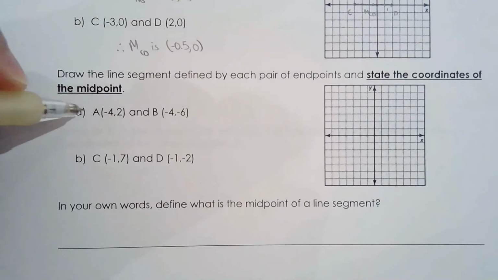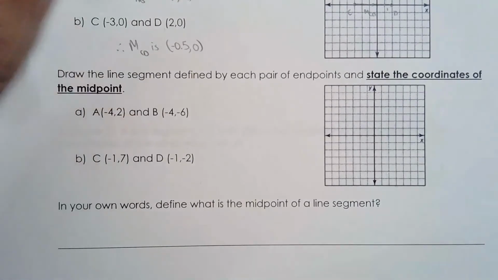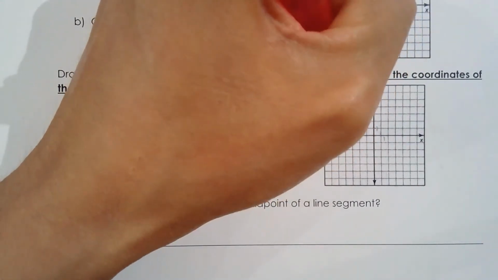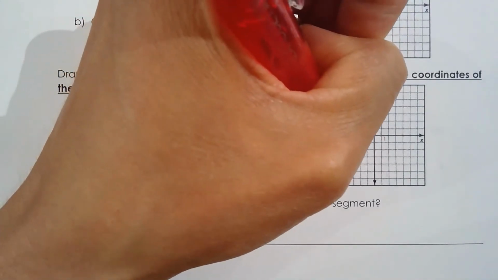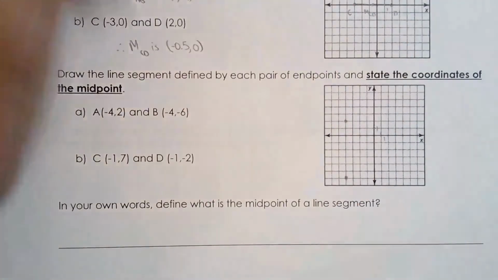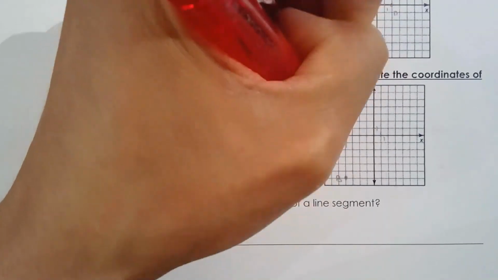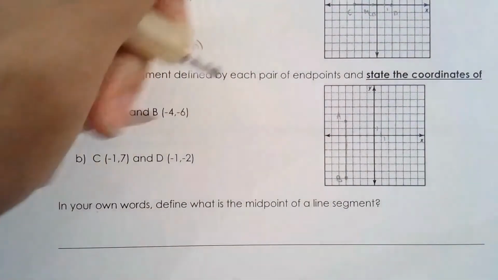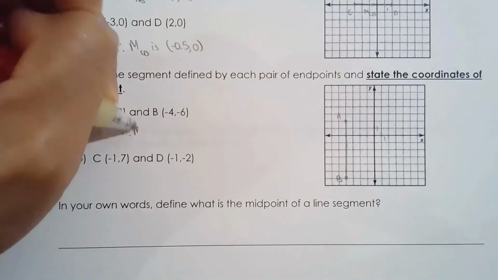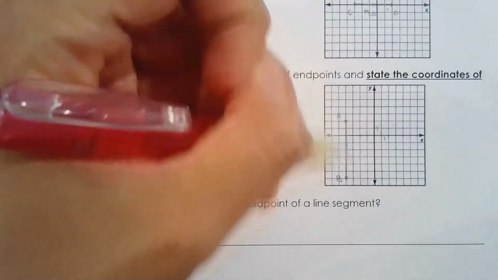Okay, let's keep going. So -4, 2, -4, -6. Let's indicate the scale first. -4, 2, and -4, -6. Hey, this line segment is not horizontal, but it's vertical. So midpoint of AB. Imagine your number line is now rotated, so it's vertical.